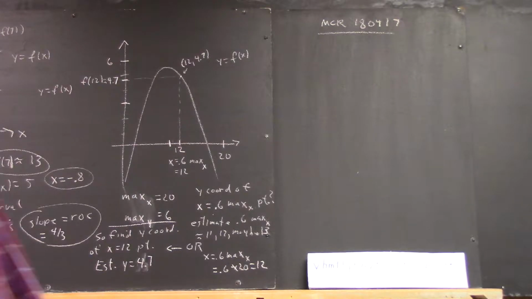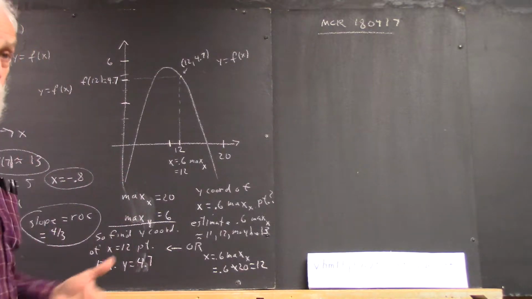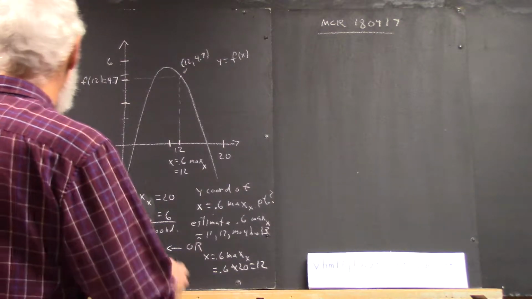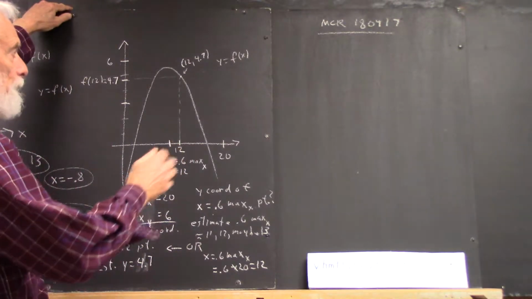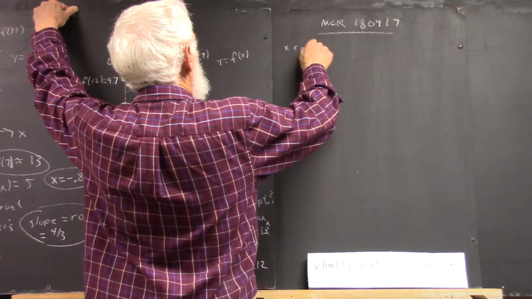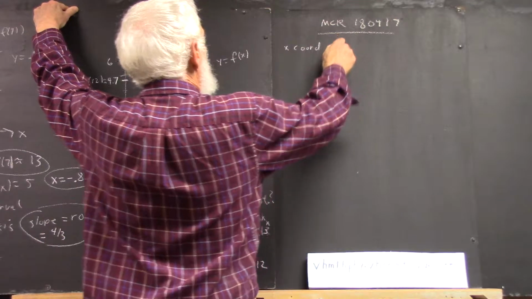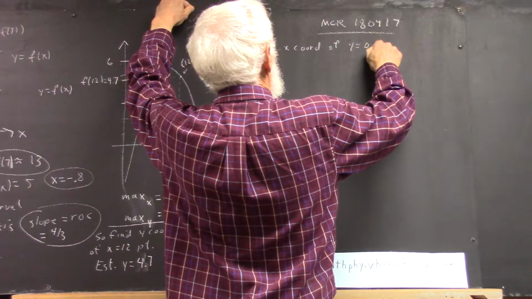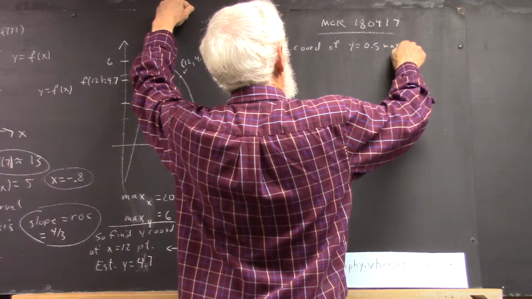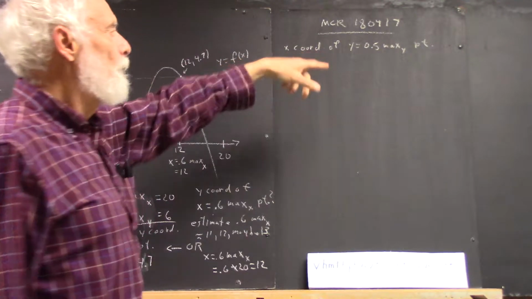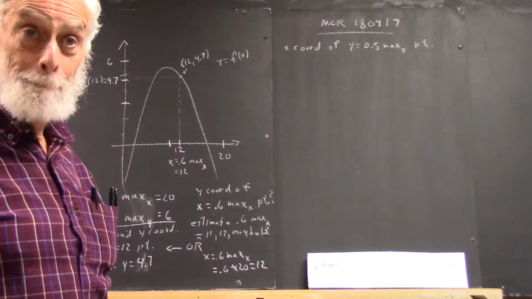Okay, so everybody's doing real well with this. Everybody's figured out that the... let's see where we write this. Okay, I'm going to have to write it over here, but we want the x-coordinate of y equals 0.5 max y point, right?